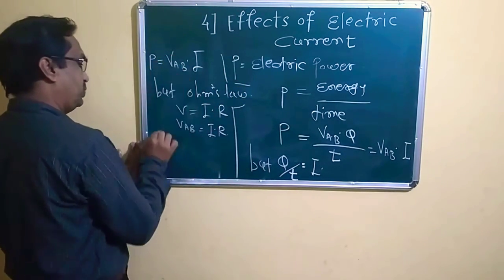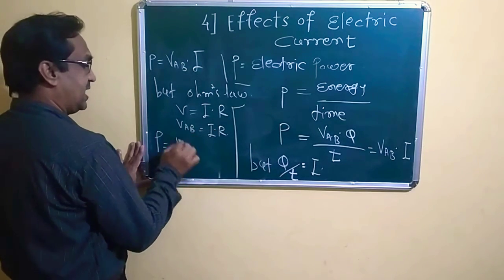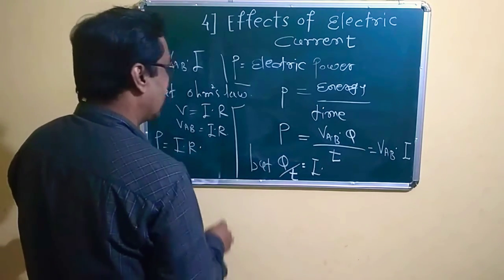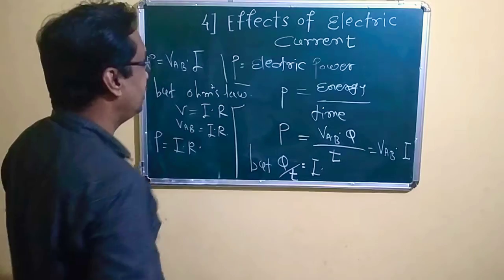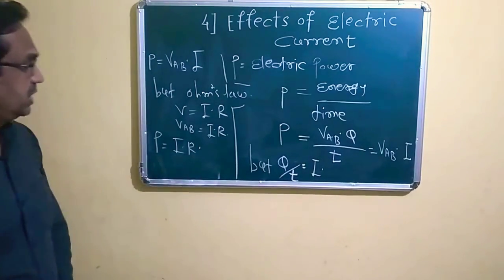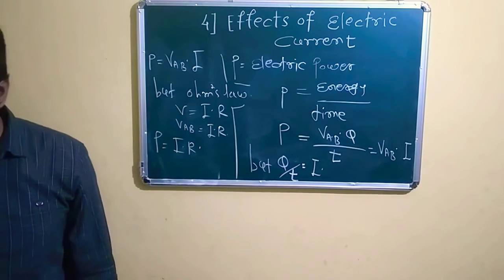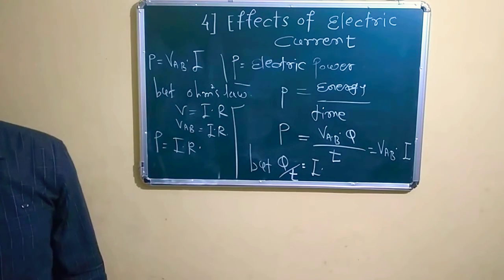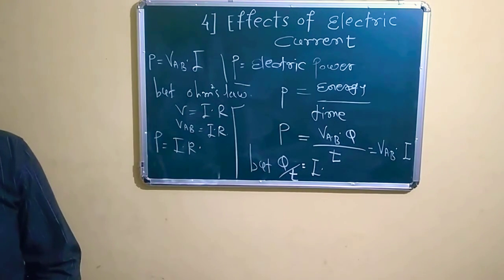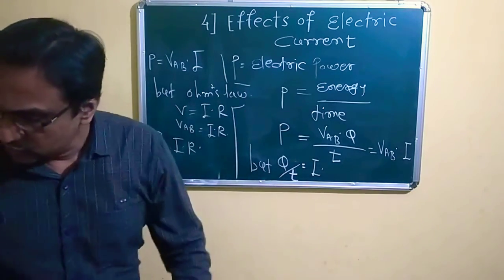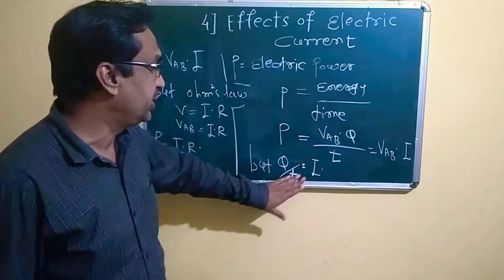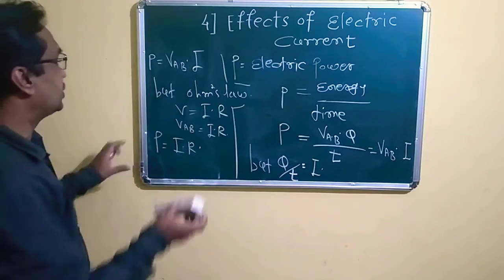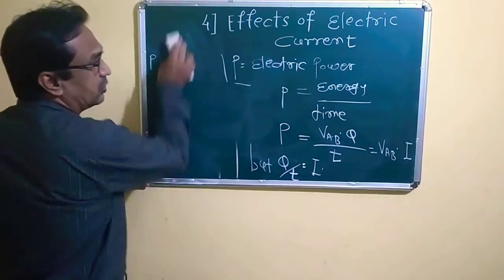Substituting in this equation, P is equal to IR into I. But before that, P is equal to Q into Q upon T into I. So what do we have to do instead of this?